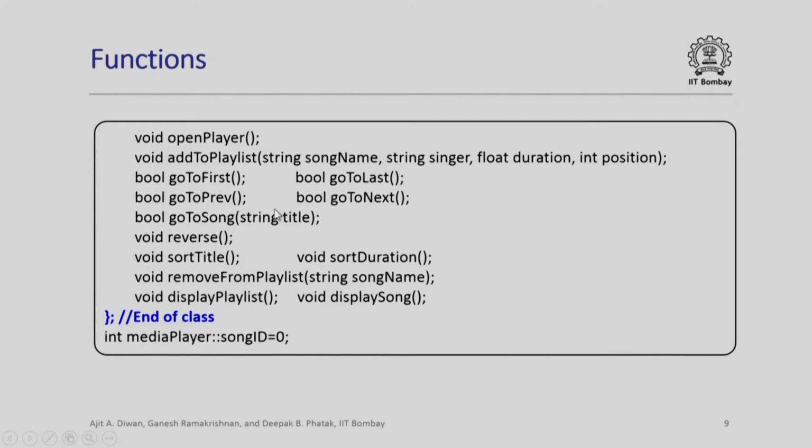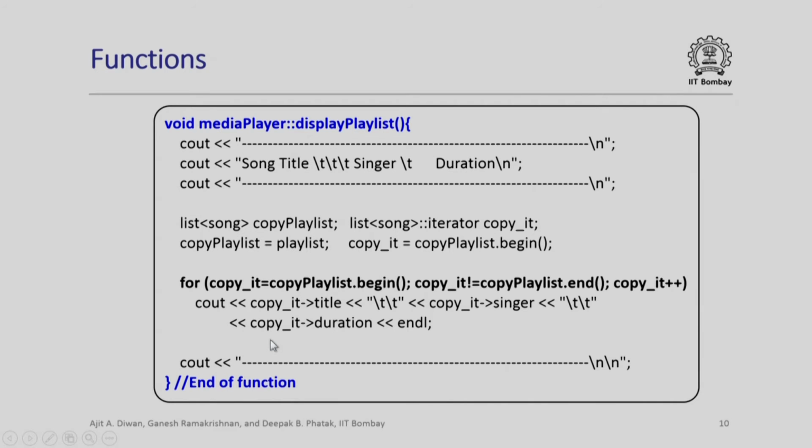Please note carefully the parameters that will be passed to some of these functions, such as add to playlist, which will obviously have a song name, singer, duration, position, etc. The media player song ID is 0. Please remember, we actually used a static integer and this is set to 0 to begin with. Initially there are no songs in the playlist.